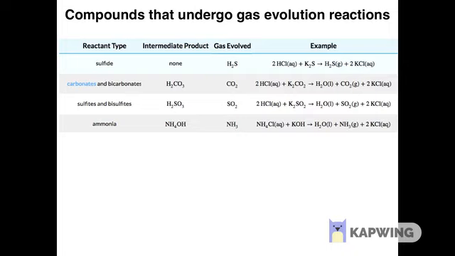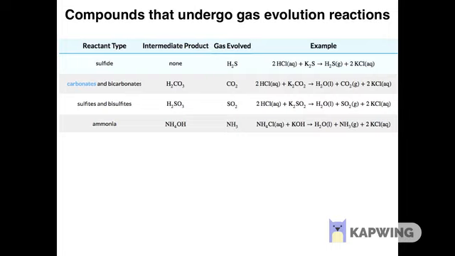Sulfites and bisulfites. The intermediate product formed is sulfurous acid that decomposes with the release of sulfur dioxide. And ammonium salts. The intermediate product formed is ammonium hydroxide, and the gas evolved is ammonia, NH3.